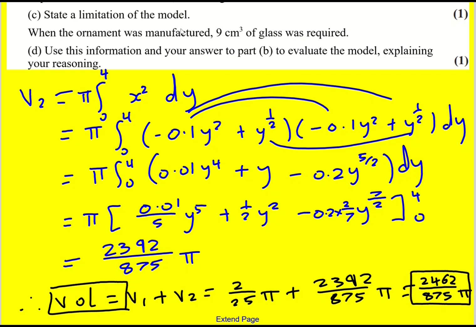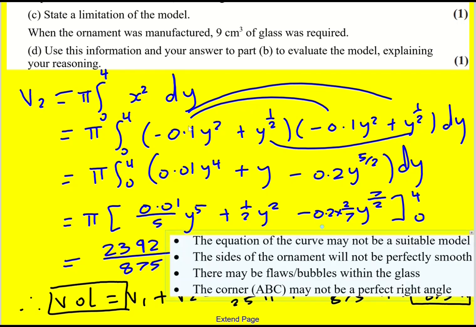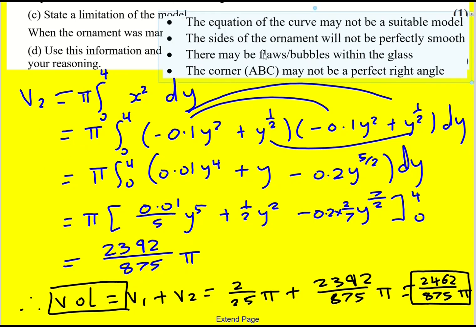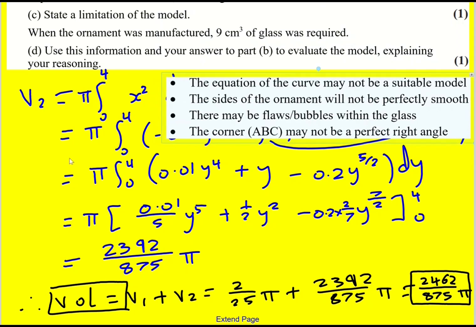Now the limitations of the model. There's quite a few things you could say here. I said that the ornament may not be perfectly symmetrical, which we have assumed. Other things you could say are that the equation may not be suitable, the sides of the ornament might not be perfectly smooth, there could be flaws within the glass, and that corner at the very top might not be a perfect right angle. There are other answers you could say, just as long as you can critique it in some way.